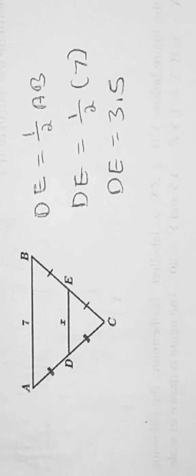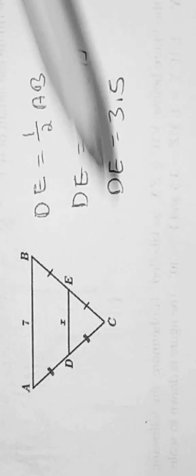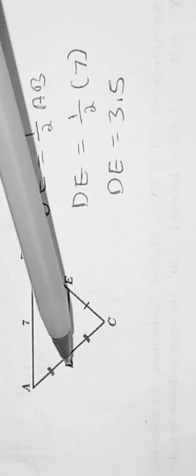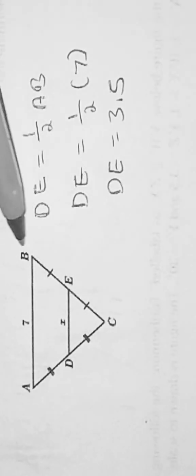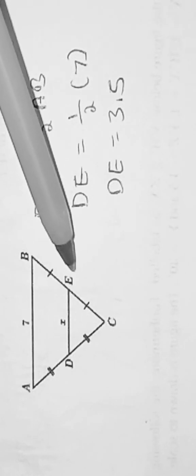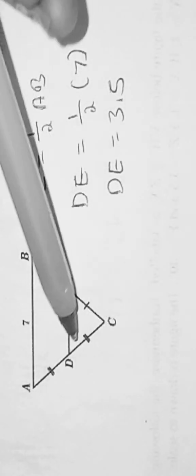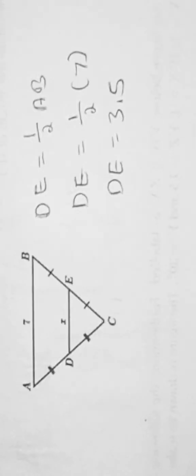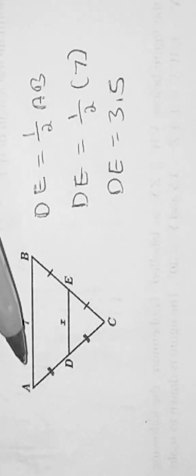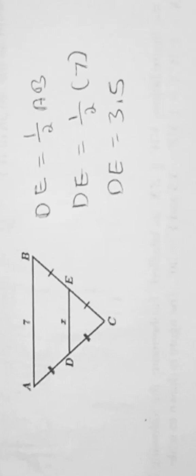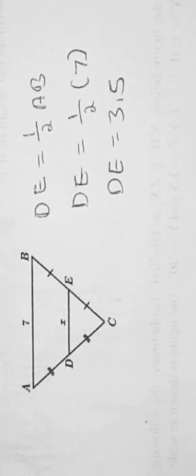ABC is the big triangle and DEC is the small triangle. So they've given us that AD is equal to DC, and also that BE is equal to EC, which means that E will be the midpoint of CB and D will be the midpoint of AC, which means that DE will be parallel to AB. You have to know that DE is equal to half of AB.